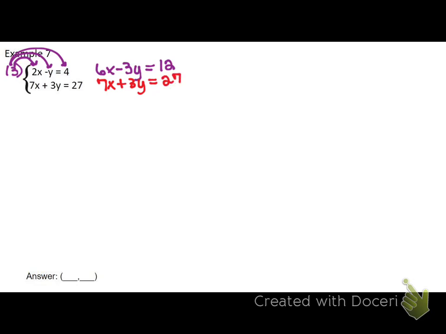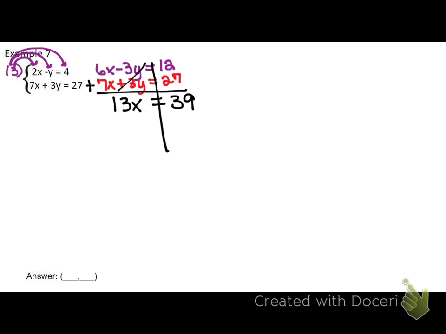So we just completed step 1, according to our notes. Step 2, I'm going to have to determine if I'm going to add or subtract these two equations in order to eliminate the variable y. For this one, I'm going to add. So 6x plus 7x is 13x. Negative 3y plus 3y, that eliminates. And then 12 plus 27 is going to be 39.